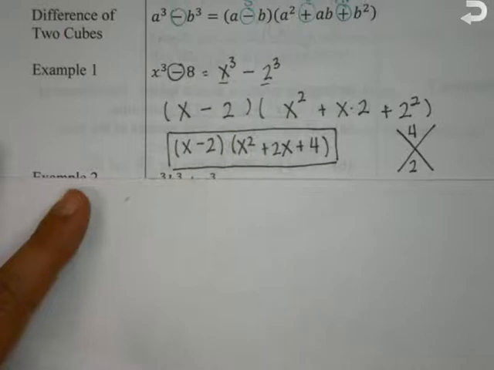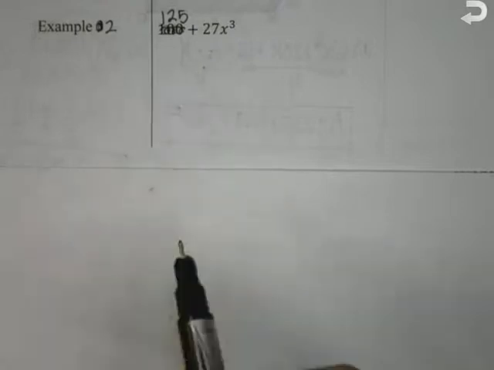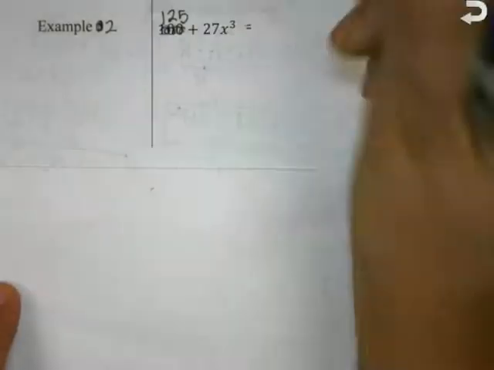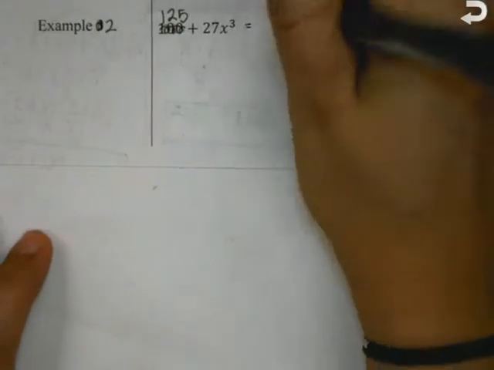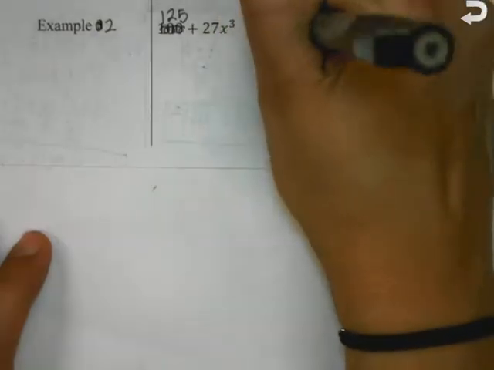Okay, so example 2, we have 125 plus 27x to the third. These look like perfect cubes, but I don't know what my bases are supposed to be, so let's actually rewrite it out. 125 is what cubed? 5 cubed. So rewrite it as 5 cubed plus, okay, 27x cubed.